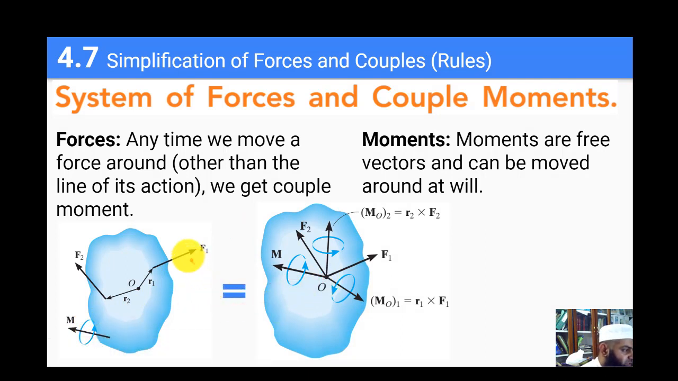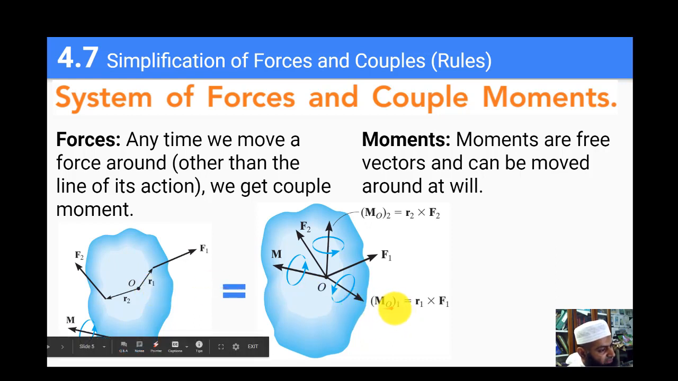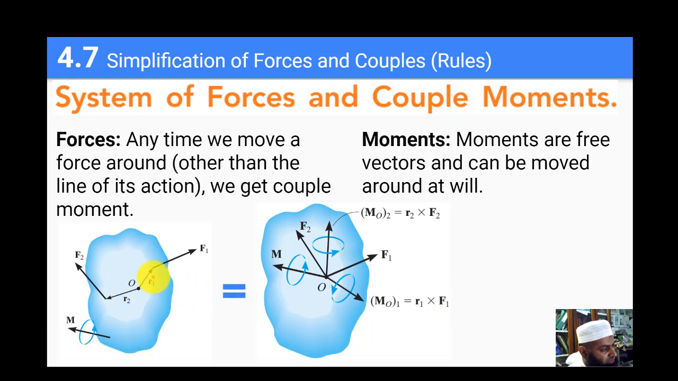So the next step is to move these two forces to this point O, and as we saw in the previous trivial example, whenever we move this force F any distance r1, we get an extra couple moment which is equal to M_O1. This is the moment created at the origin when we move this force F1 from this point to O, and that is equal to r1 cross F1. r1 is the distance moved, so r1 is the position vector from the point where we want our force to be to the point of the action of the force.